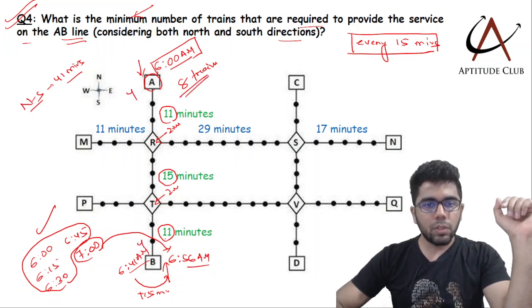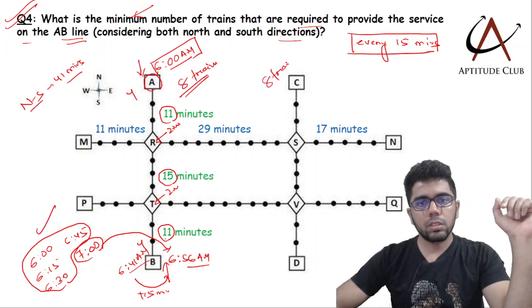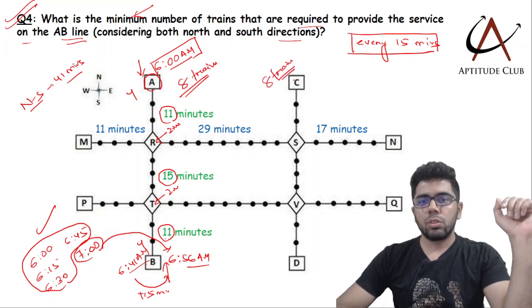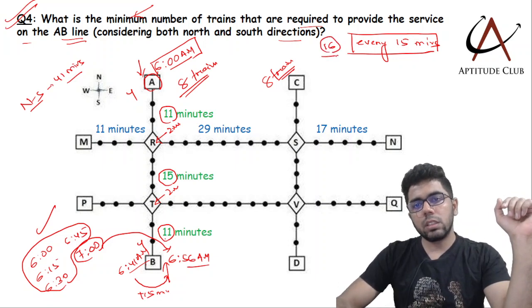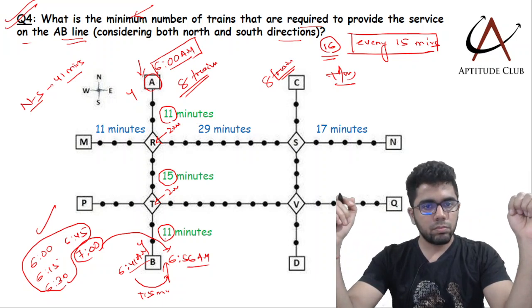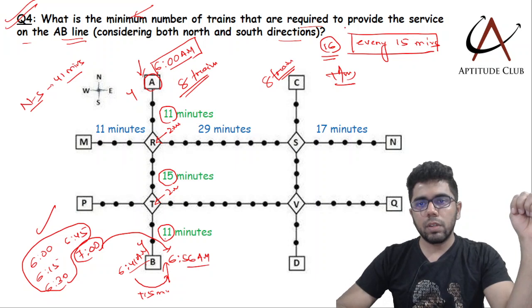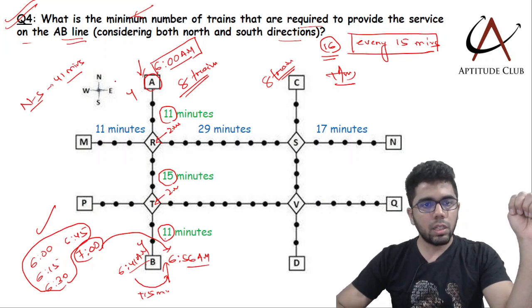So 8 trains for AB path and CD path के लिए accordingly another 8 trains. So total I would need 16 trains here. So that is the answer. Total 16 trains are needed in this case. Okay, so that is the minimum number of trains that are required to provide the service on the line AB.